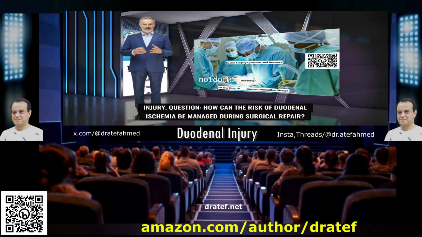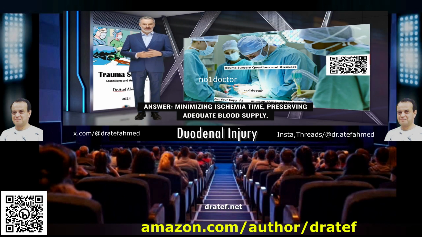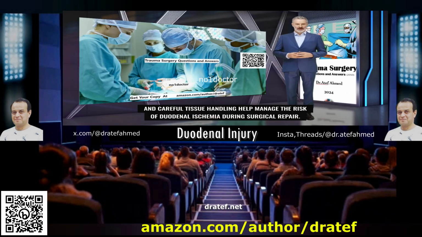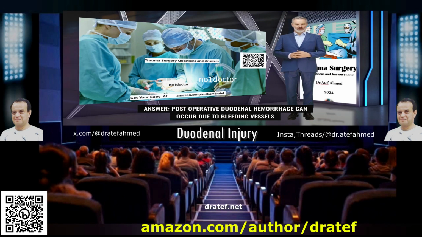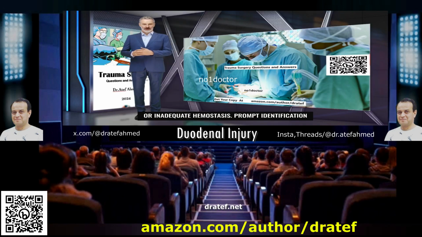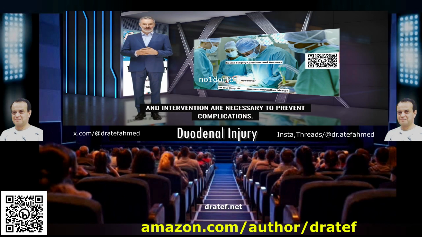Question, how can the risk of duodenal ischemia be managed during surgical repair? Answer, minimizing ischemia time, preserving adequate blood supply, and careful tissue handling help manage the risk of duodenal ischemia during surgical repair. Question, what is the significance of post-operative duodenal hemorrhage? Answer, post-operative duodenal hemorrhage can occur due to bleeding vessels or inadequate hemostasis. Prompt identification and intervention are necessary to prevent complications.